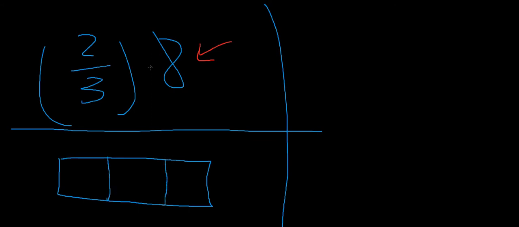You have 3 friends, 8 pieces of candy, let's say. So we have 8 pieces of candy over here. 1, 2, 3, 4, 5, 6, 7, 8. Let's first give every friend maybe 2 pieces, right? So those are gone, and these 2 are gone. That leaves 2 left.